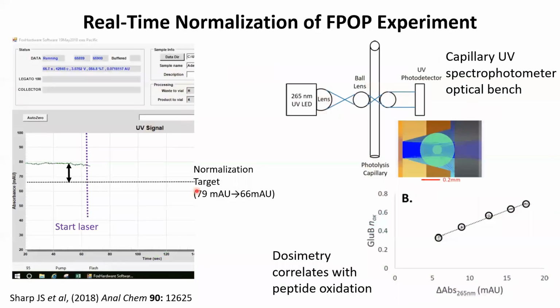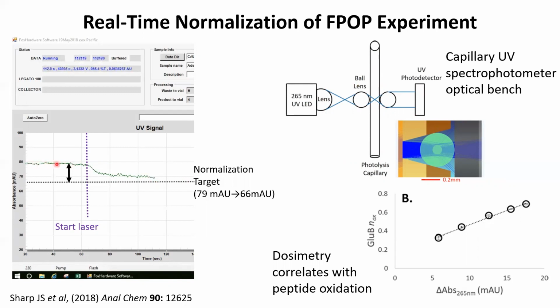So this is what the experiment actually looks like. Here on the left, I've got the readout from our inline spectrophotometer. And the inline spectrophotometer is actually fairly simple in construction. You have your photolysis capillary, and it's passing through an optical stage that has a 265 nanometer UV LED. This light is focused and guided by a series of ball lenses to be focused into the lumen of your capillary, and then directed onto a UV photodetector. And all you're measuring is the change in the light that impinges on the photodetector based on the change in absorbance from whatever is in your capillary.